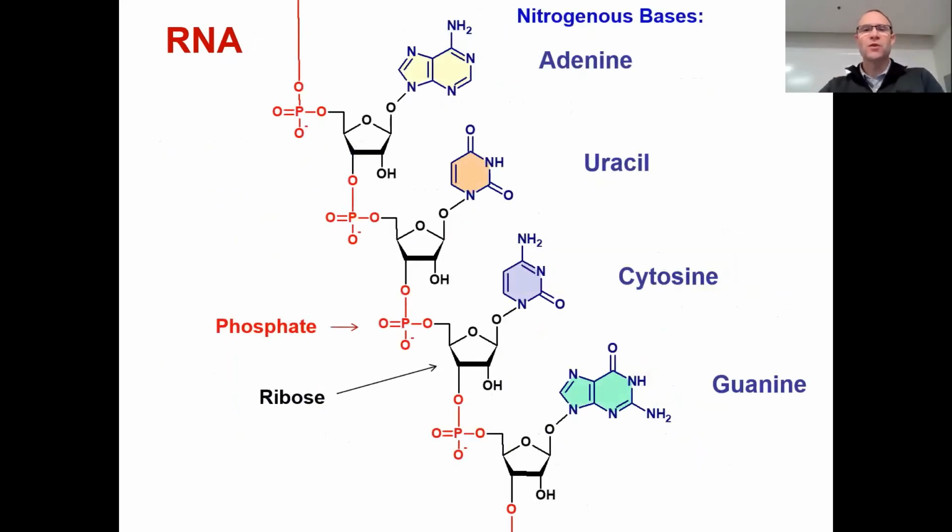So here's an image showing all 4 RNA nucleotides. So you've got A, U, C, and G. You can see it's connected exactly the same way DNA is connected, except there's a single strand. And the other exception, like I said, is the difference in the carbohydrate.